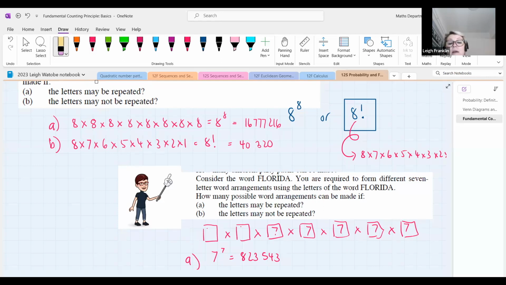Now, if the letters cannot be repeated, each time, Sihle, there'd be one less letter available until they were all used up. So in the first case, there would be 7 letters, but once you've used one, it can't come up again. So then there would be 6 letters to fill the second block. By 5, by 4, by 3, by 2, by 1. So that's why for B, we would say 7 factorial, which is 5040.